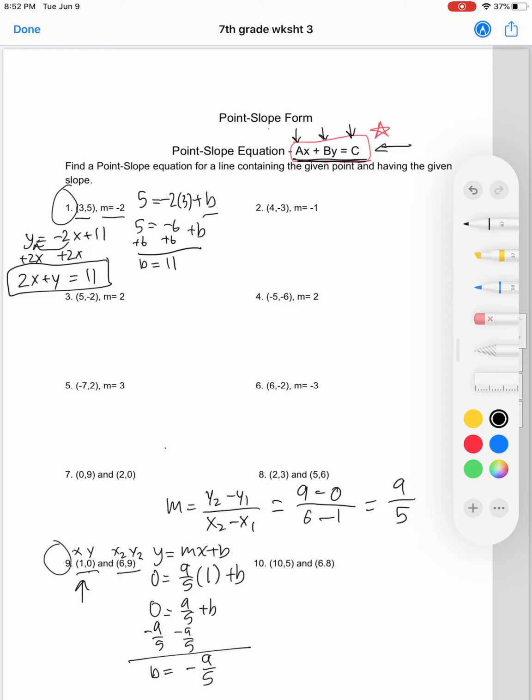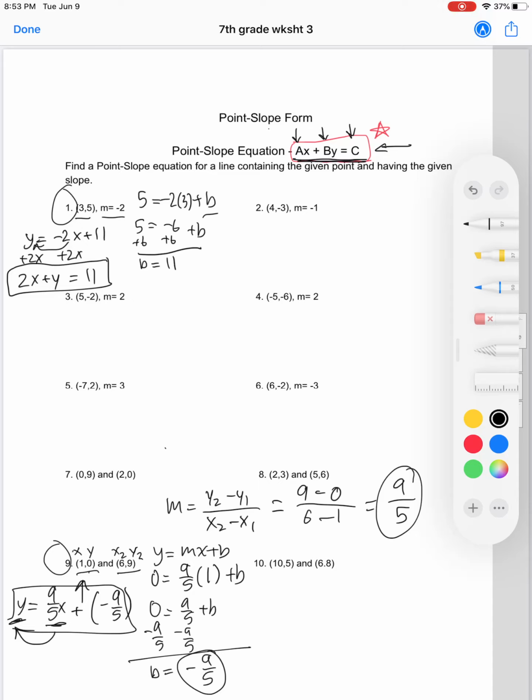Now, if you put it all back into the original slope-intercept form, you get y equals, what is your slope? 9/5. 9/5 x plus -9/5, right? Because that's your slope. That's your y-intercept. Now you have this equation, but that's not your point-slope equation because there's an x on one side and a y on the other. We got to bring this over.